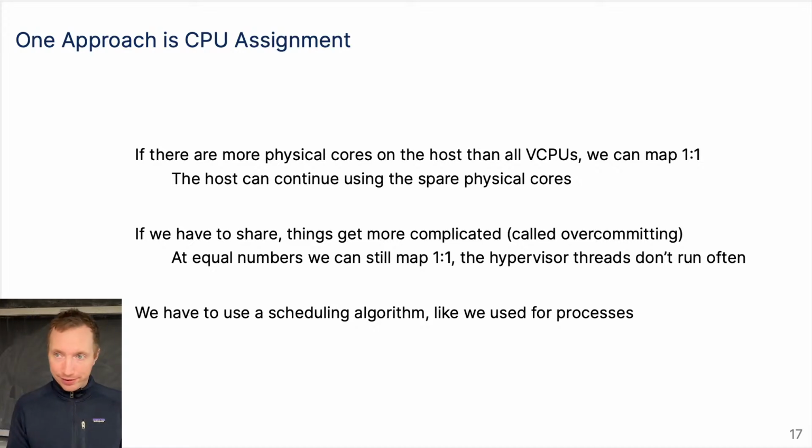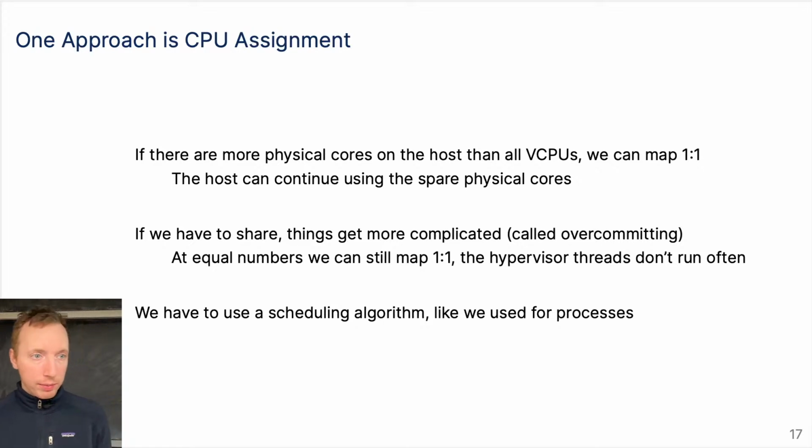If you have to share, things get a bit more complicated. But if you have equal numbers of vCPUs and actual physical CPUs, you can still map them one-to-one because the hypervisor threads won't actually run that often. If everything's just assigned to one core, the hypervisor just does some housekeeping and might be called if you're accessing some hardware, but other than that, it stays pretty quiet.